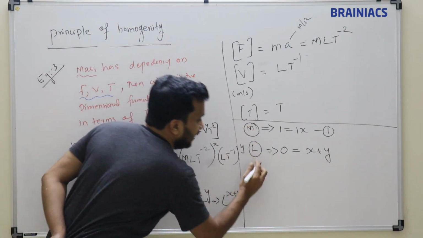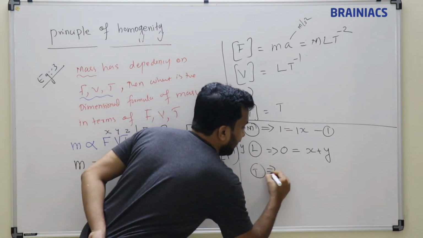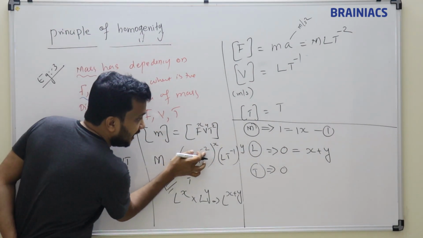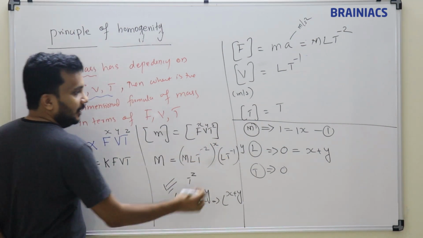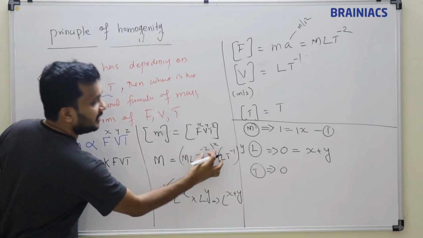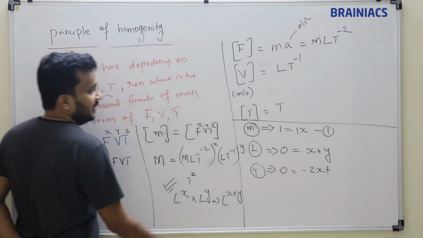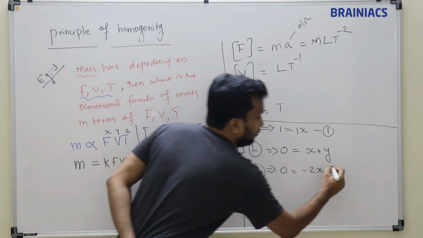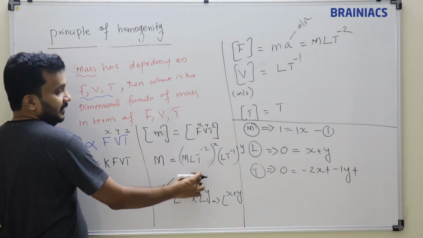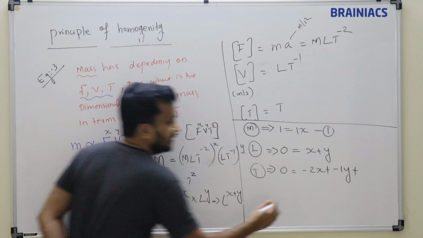Next term is M L T. We have to take t. Will any t be on the left side? No, so the value is 0. Will any t be on the right side? Yes, t will be there. What are the t's? Minus 2x, minus 1y, and z. Three places t will be here. Here minus 2 into x, so equal to minus 2x plus minus 1 into y, so minus 1y plus t power z. Time in a dimension formula is 1, so 1 into z is nothing but z.